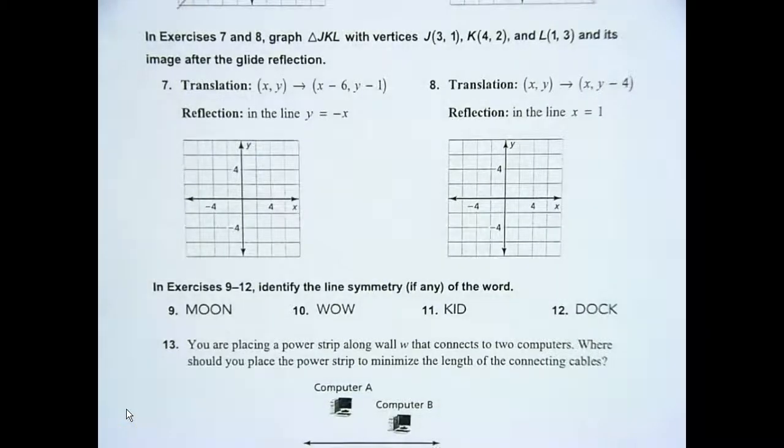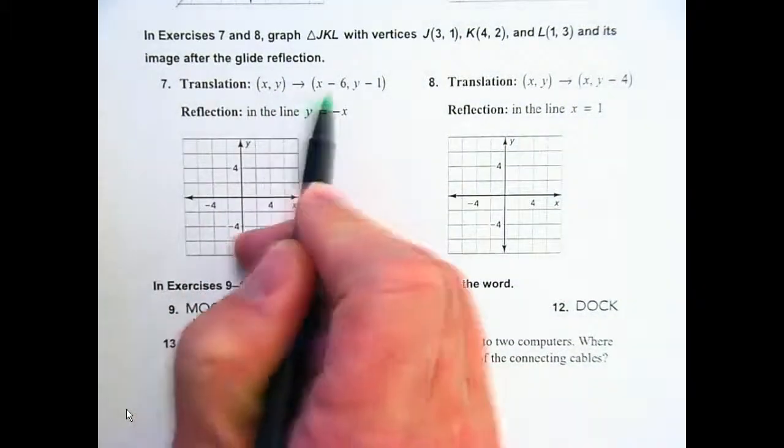So a couple more things about reflections. We finished up through 6 yesterday. And number 7 says you have your triangle. Go ahead and graph it, and then do a glide reflection. And recall, a glide reflection means you slide it first, and then you reflect it over a line. Okay, in this case, they're telling you to slide it or translate your points.